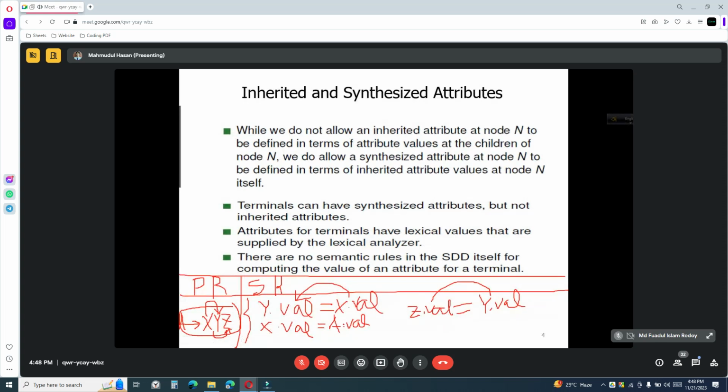And the a value goes to the x value. That means the value comes from parent to child. So this one is also known as an inherited attribute.